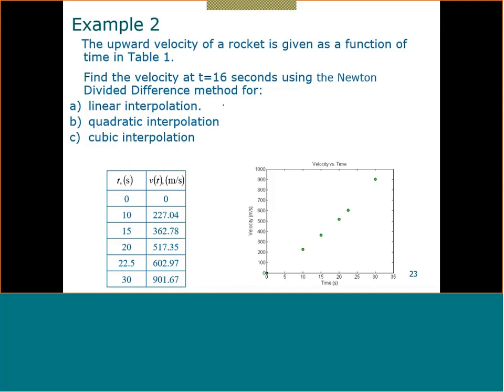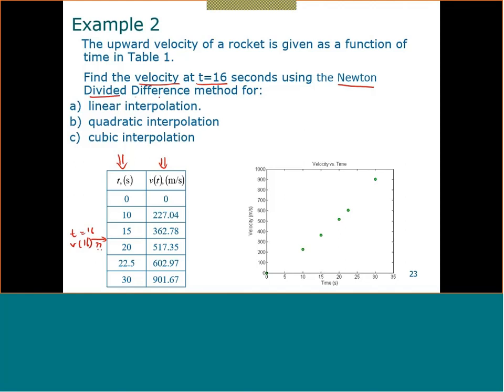So this is the rocket. Here I have the t, my independent variable. And here is my velocity, which is my dependent variable. And what I want is to find the velocity at t equal to 16. So I need to find the velocity somewhere here in between. At t equal to 16, I want to find v of 16. This is my unknown.